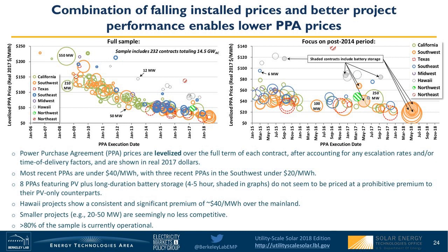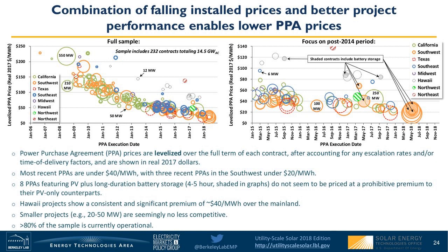The price levelization calculation takes into account both escalation rates and time of delivery factors if present, and all levelized prices are expressed here in real 2017 dollars. The graph on the left shows our full sample of contracts going back to 2006, while the graph on the right focuses in on just the most recent period starting in 2015.